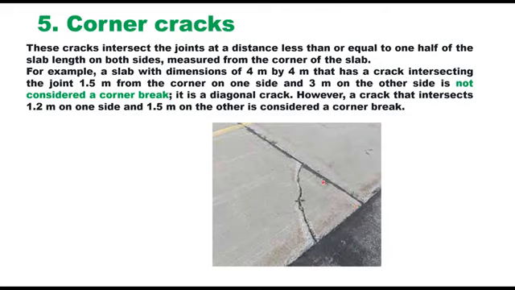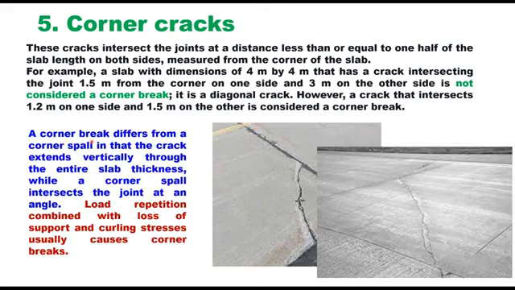For example, if the slab dimension is 4 meter by 4 meter, that has a crack intersecting the joint 1.5 meter from the corner on one side and 3 meter on the other side, that is not a corner break or corner crack. It is a diagonal crack. But the crack that intersects 1.2 meter on one side and 1.5 meter on the other side is considered a corner crack. So the necessary condition is that this length should be less than half of the slab length.